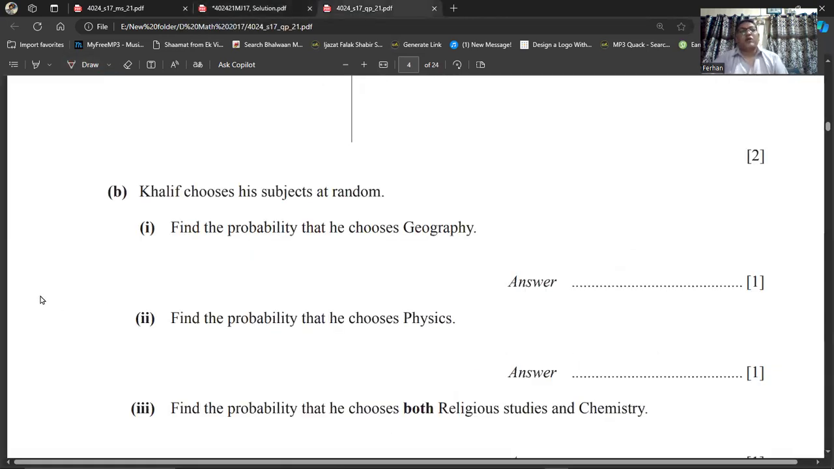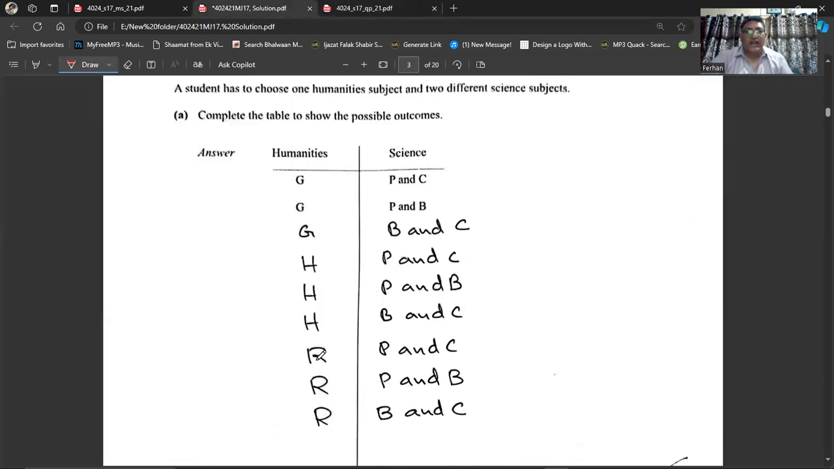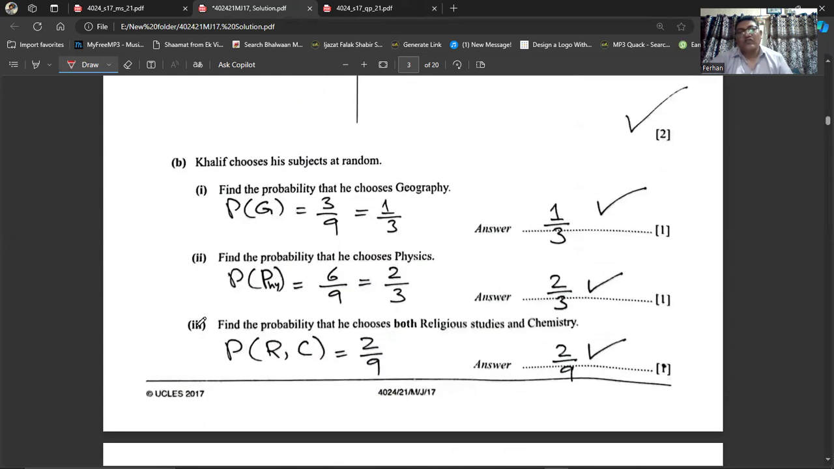Then they say find the probability that he chooses physics. So from here count where you have physics. 1, 2, 3, 4, 5, 6. So out of 9, there are 6 options where you have physics. So it will be 6 by 9. When you simplify it, it will become 2 by 3. So 2 by 3 is the answer.